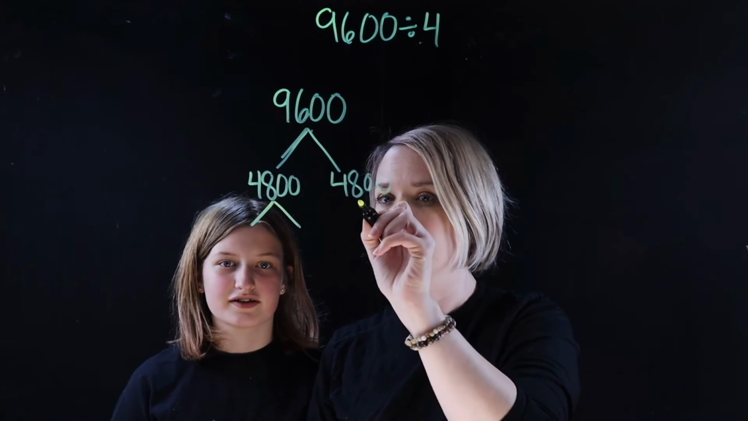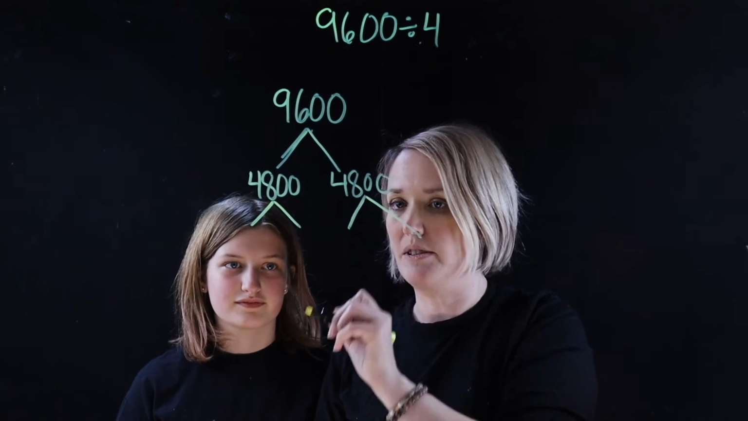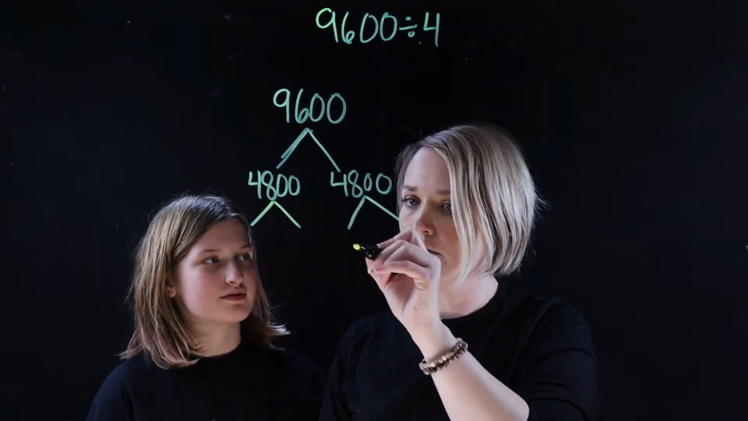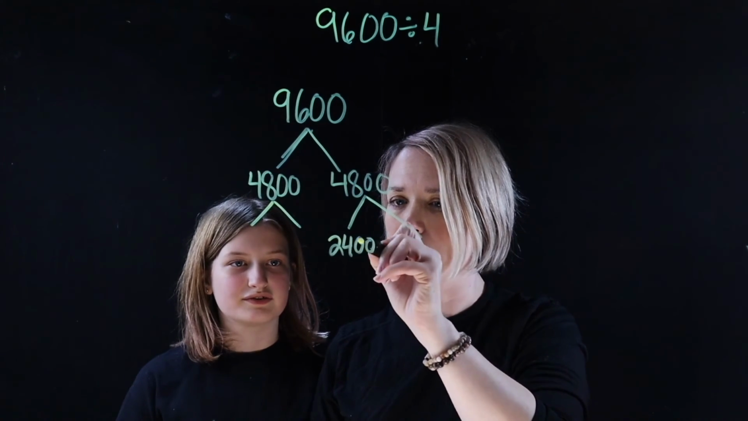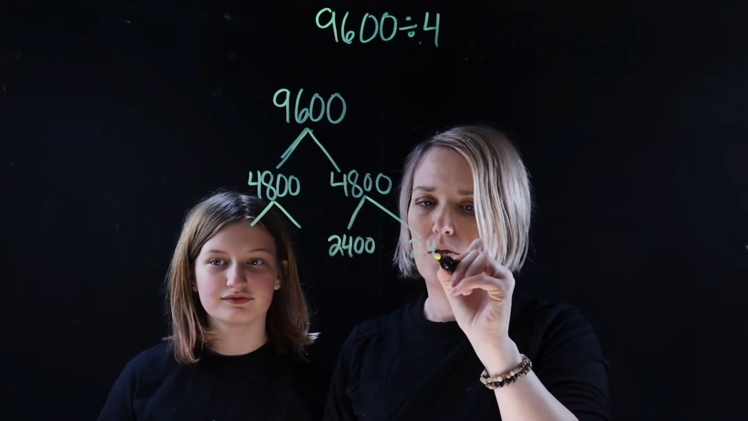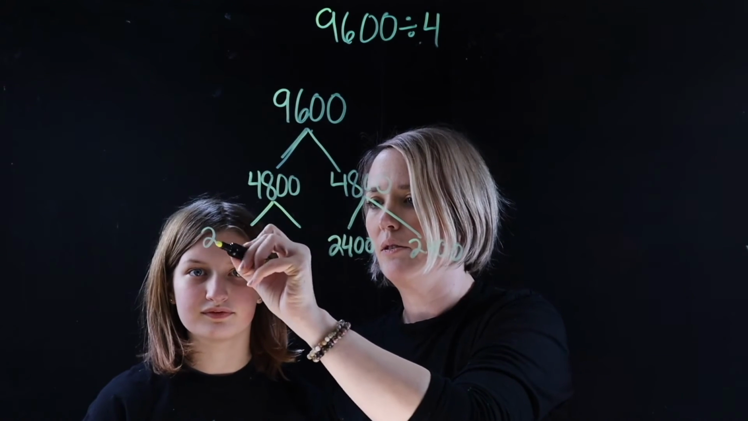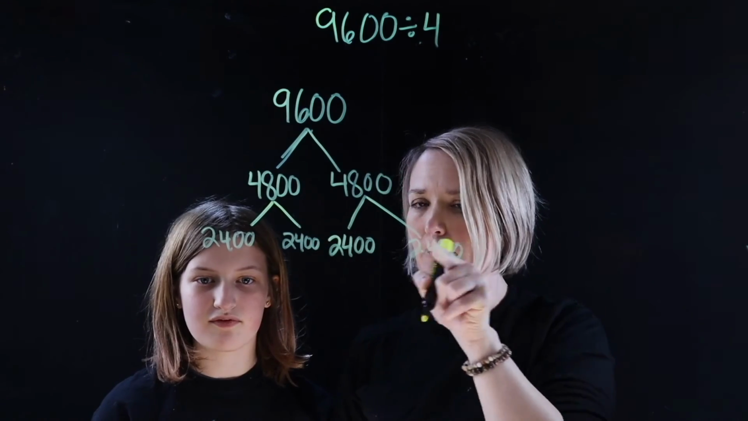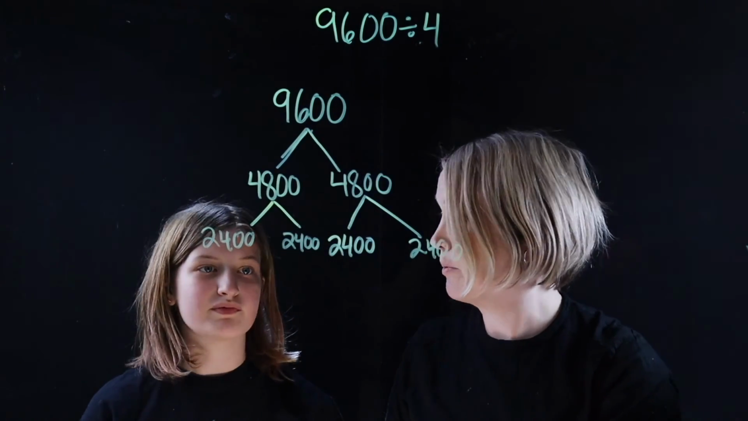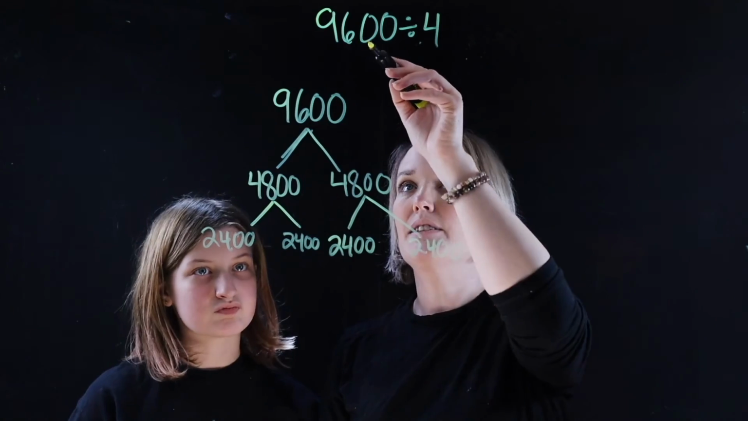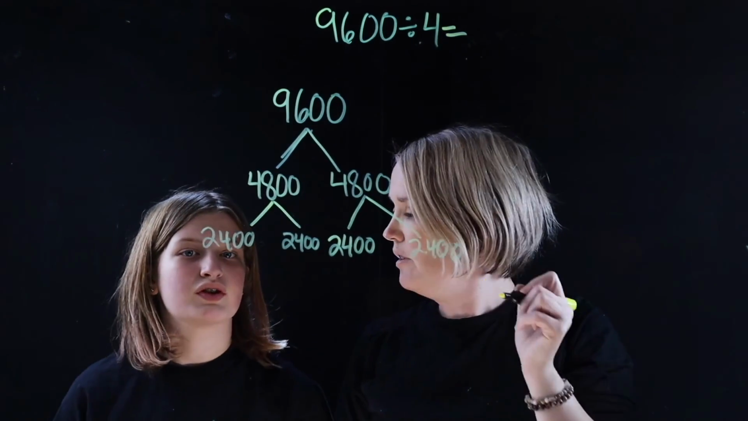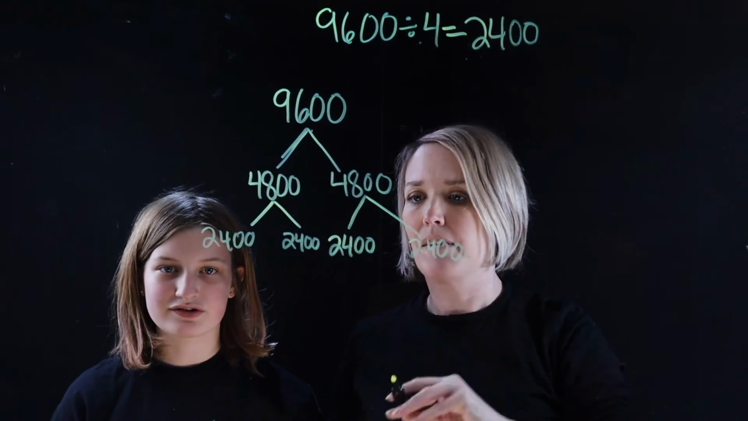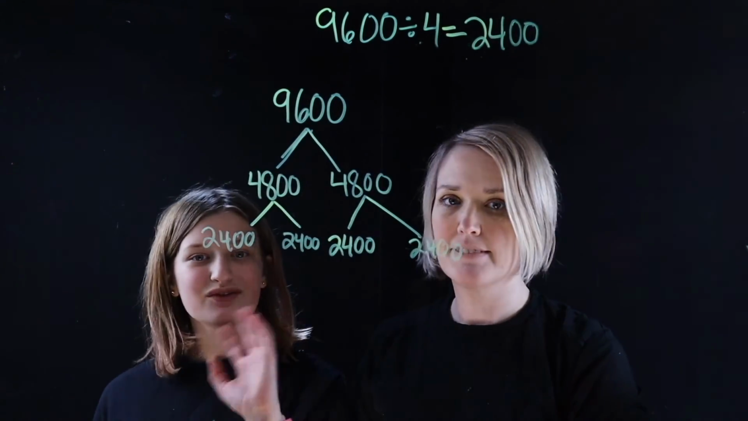Okay, so now let's split each one of these into 2 equal groups. So what's 48 divided by 2? 48 divided by 2 is 24. Okay, and we'll add 2 zeros, so it's 2,400, 2,400, 2,400, and 2,400. If we add all these up together, we'll get back to the 96, and that's how people can check their work. So 9,600 divided by 4 is equal to 2,400. That was awesome, Anna. Thanks. Bye, everyone.